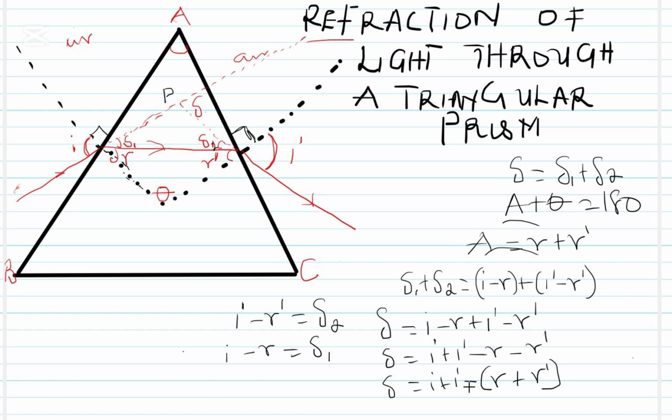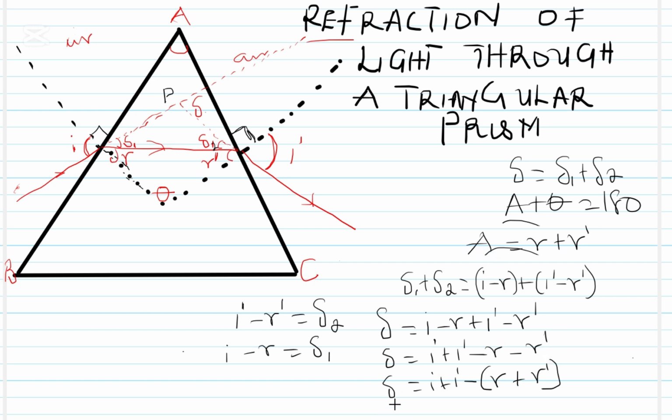Now, if you distribute this negative across the r and the r prime, what do you get? Negative times r will give you negative r, while negative times r prime will give you negative r prime. Therefore, we're also going to get our original expression back. But you need to remember that from here, we said that r plus r prime is equal to A. The first refraction plus the second angle of incidence is equal to the apex angle. Therefore, whenever we see r plus r prime, we simply replace it with A.